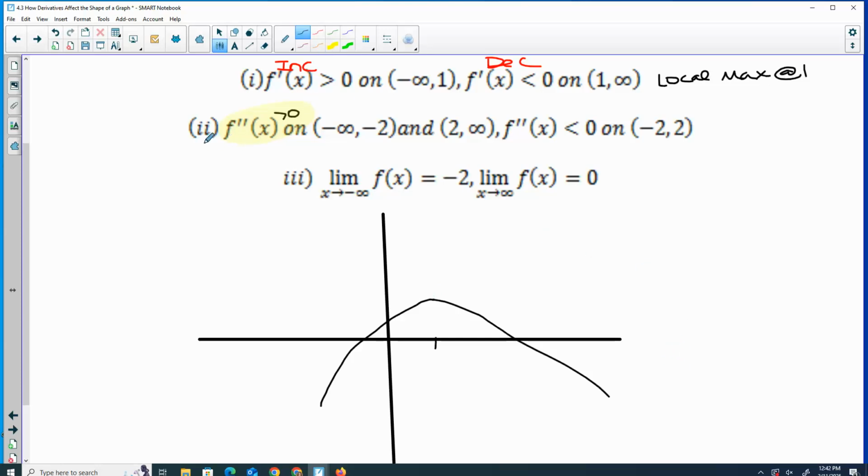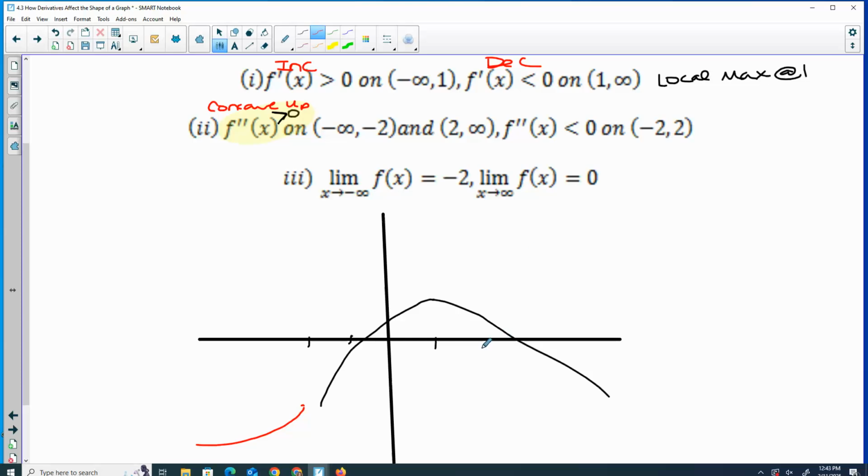Number 2, the second derivative is less than 0 from negative infinity to negative 2. Sorry, greater than 0, on negative infinity to negative 2. So until I get to negative 2, the second derivative being positive tells me concave up. So until I get to -2, I know my graph has to be increasing, right? We've said that, but it's curving upward.